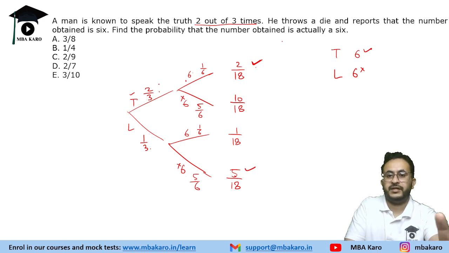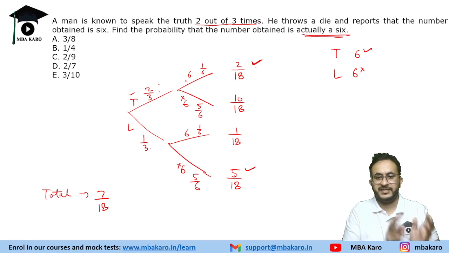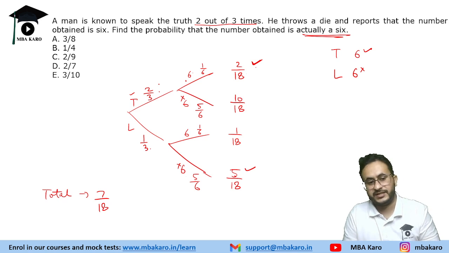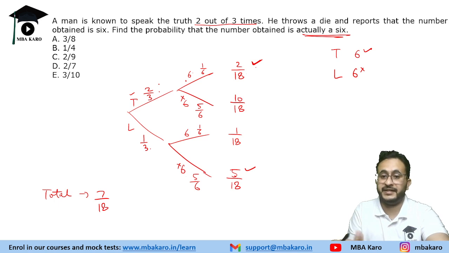Now we have to tell he has to get actually a 6. What is the favorable outcome? So total outcome is 7 by 18, right? Because there are two possible scenarios. He's telling 6 and it is actually 6. He's telling not 6 and it is like he's telling lie and it is not 6.